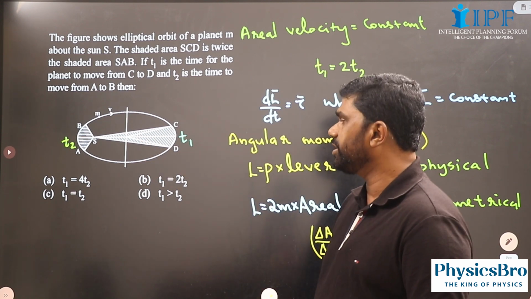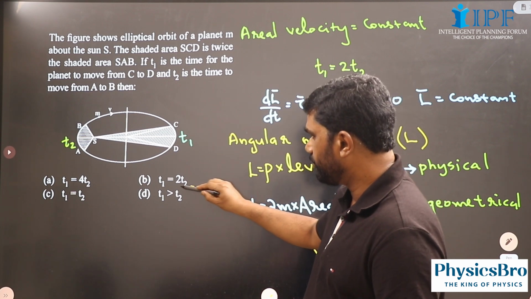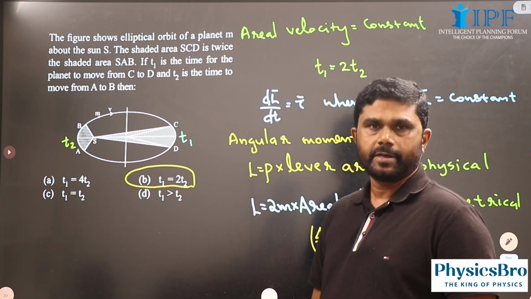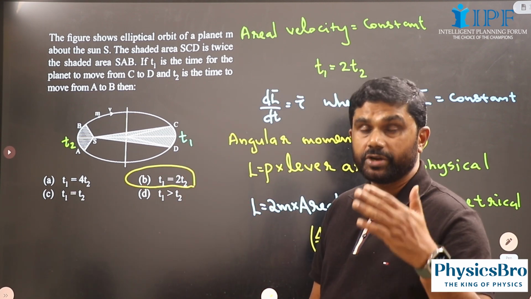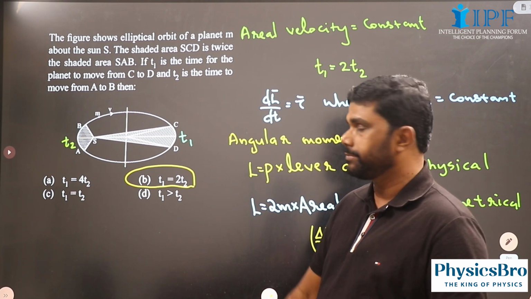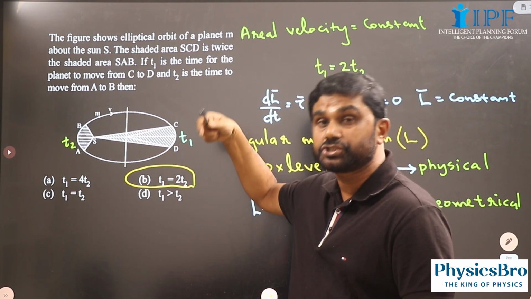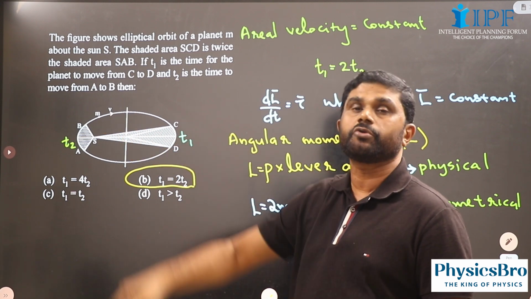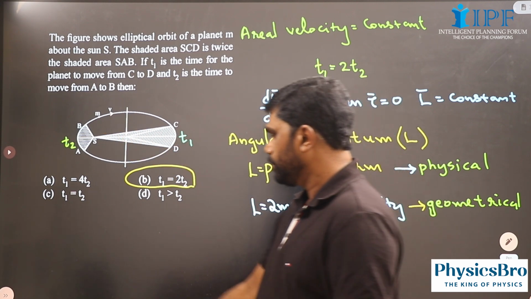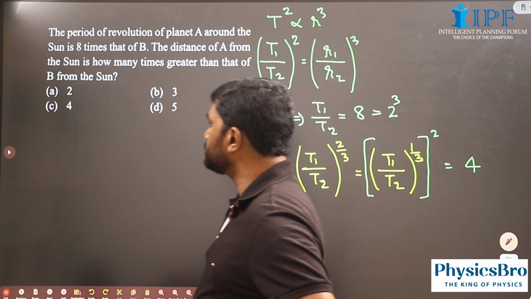Or let us say T1 equal to 2T2. Right? Because it sweeps out equal areas in equal intervals of time. As the area swept by the position vector here is twice, the time required also will be twice. Okay, now let us see the next question that we have.